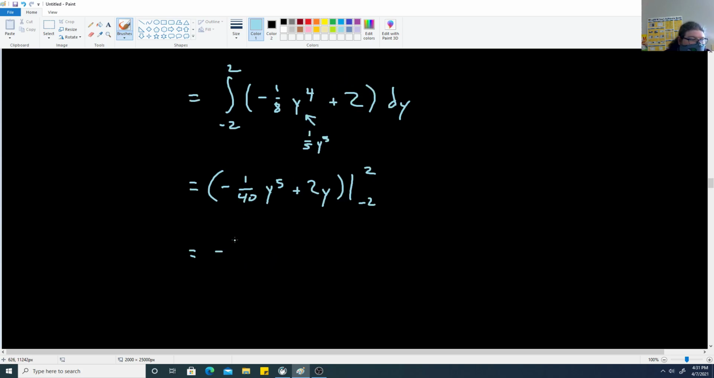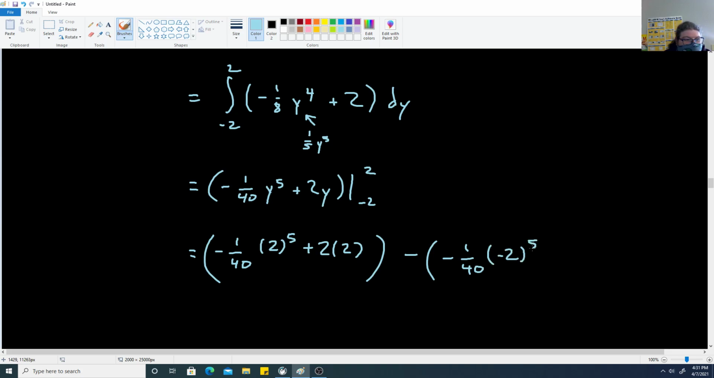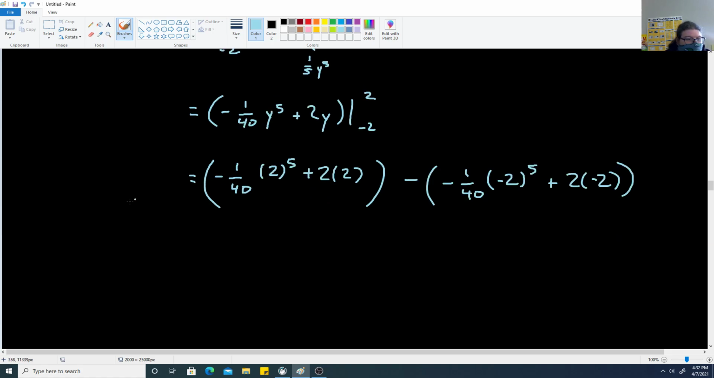And so basically what we'll get is negative 1/40 times 2 to the 5th plus 2 times 2, minus negative 1/40 times negative 2 to the 5th plus 2 times negative 2. If we total that all up, we will end up with 32/5. So if we just work this through, it turns into that. We're going to stop there, and that's basically it for 6.1.